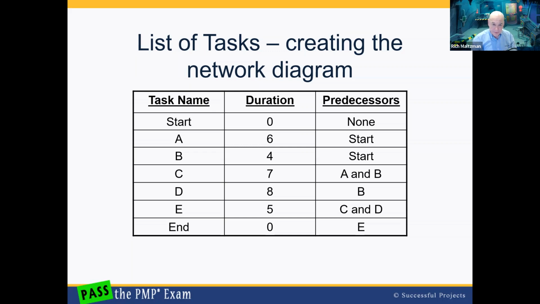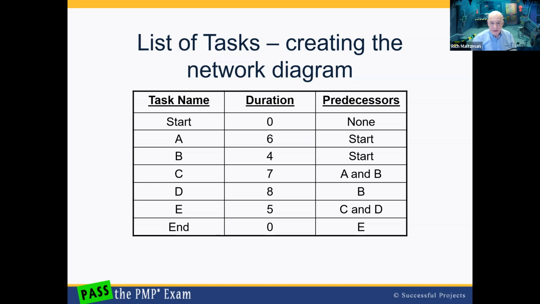All of these network diagrams start with a simple table, as you see here. And on that table, you'll see three columns: the name of the task, which we've abbreviated here, the duration of the task, in days in this case, and the predecessors. So let's take those one at a time.